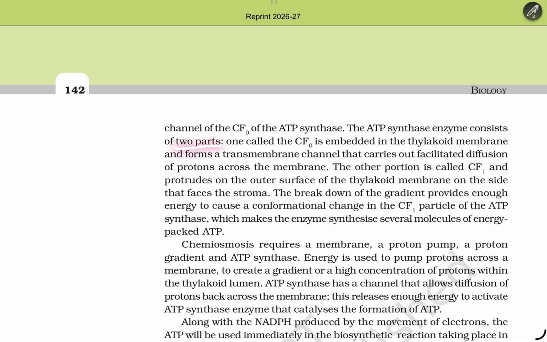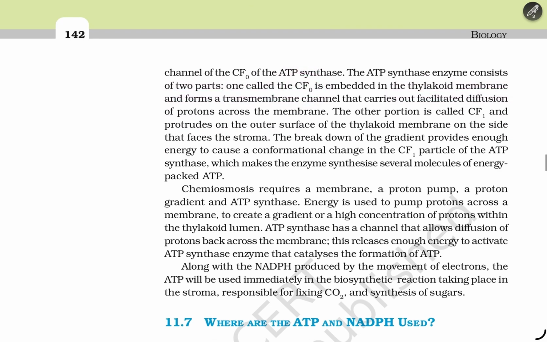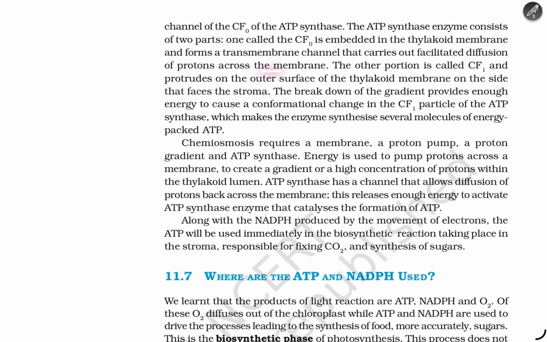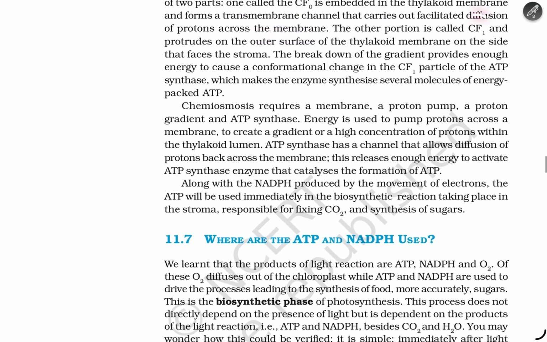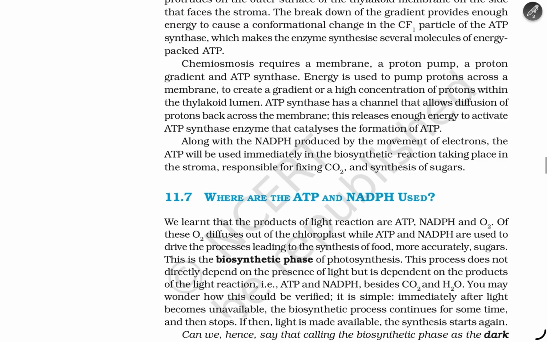The ATP synthase enzyme consists of two parts. One called CF0 is embedded in the thylakoid membrane and forms a transmembrane channel that carries out facilitated diffusion of protons across the membrane. The other part is called CF1 and protrudes on the outer surface of the thylakoid membrane, on the side that faces the stroma. The breakdown of the gradient provides enough energy to cause conformational changes in the CF1 particle of ATP synthase, which makes the enzyme synthesize several molecules of energy-packed ATP.